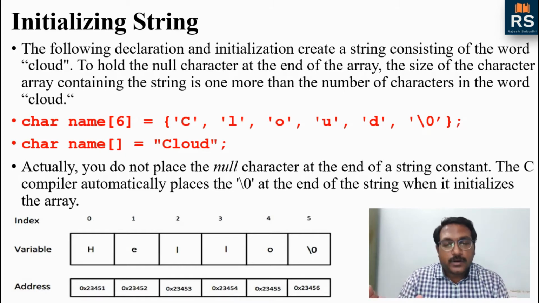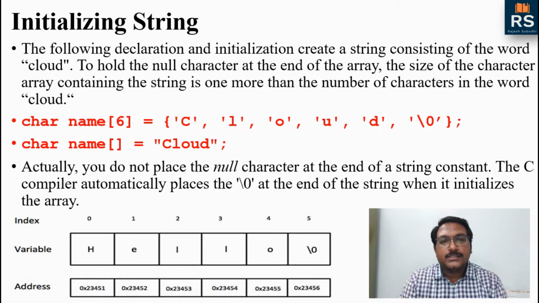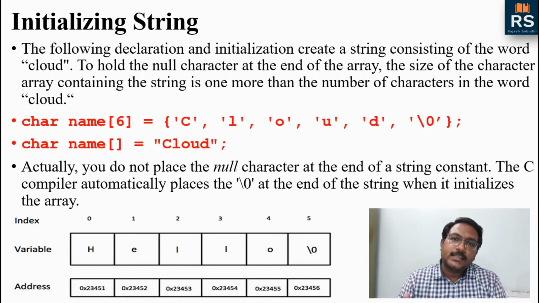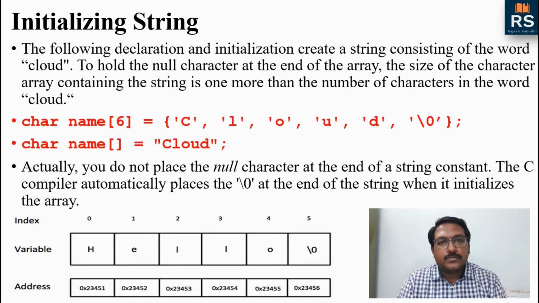So whatever characters are inside the array will be taken as a word in C. Similarly, in this example, hello will be taken as a word. That means the value of name will be hello, not individual characters. It will be treated as a whole, hello.